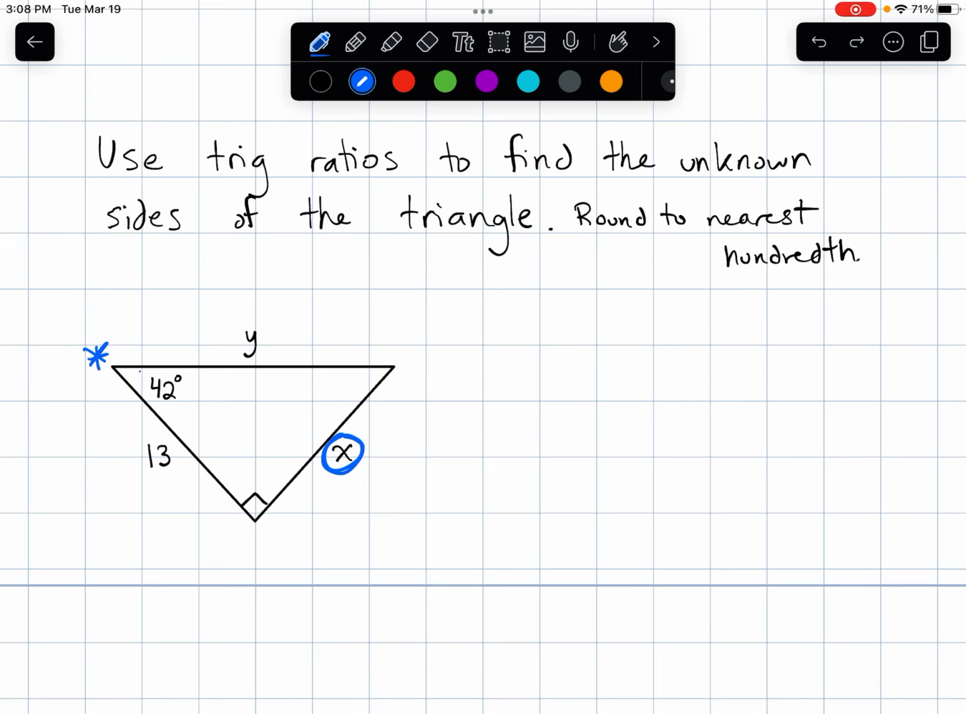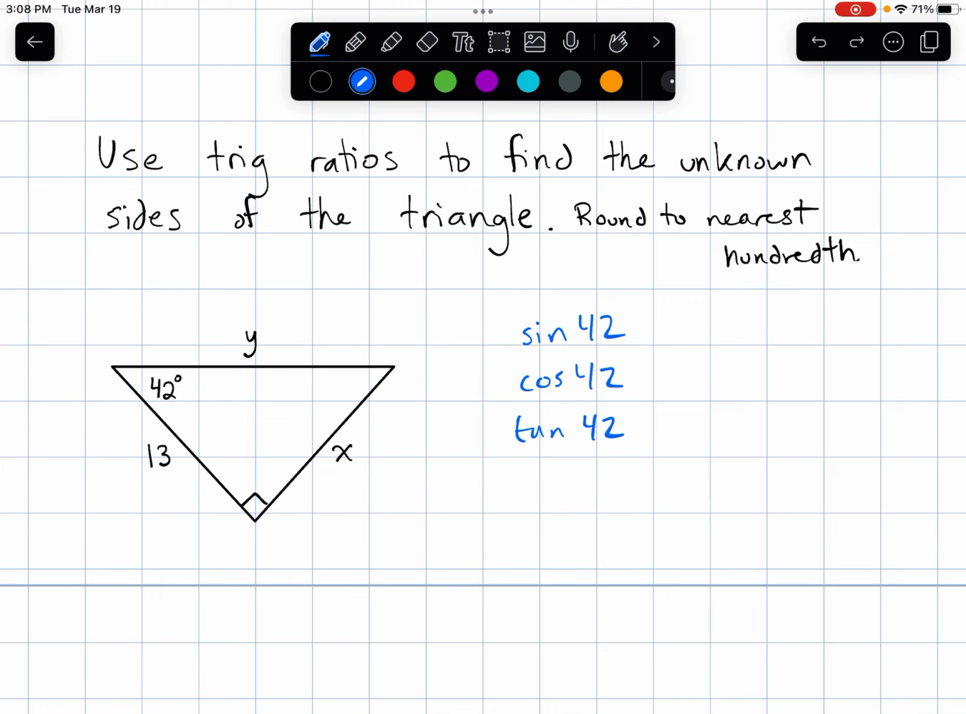So if I'm focusing on this angle 42 degrees, I'm trying to incorporate the side that I already know and the side that I'm trying to find, okay? I don't really care about this side y right now, so I'm going to kind of forget about that letter y. I'm just going to focus on the x, the 13, and the 42, all right? So doing so, I need to make a decision and try to figure out which trig function I'm going to use, right? Should I do the sine of 42, or the cosine of 42, or the tangent of 42? And that all depends on the relationship of these two sides.